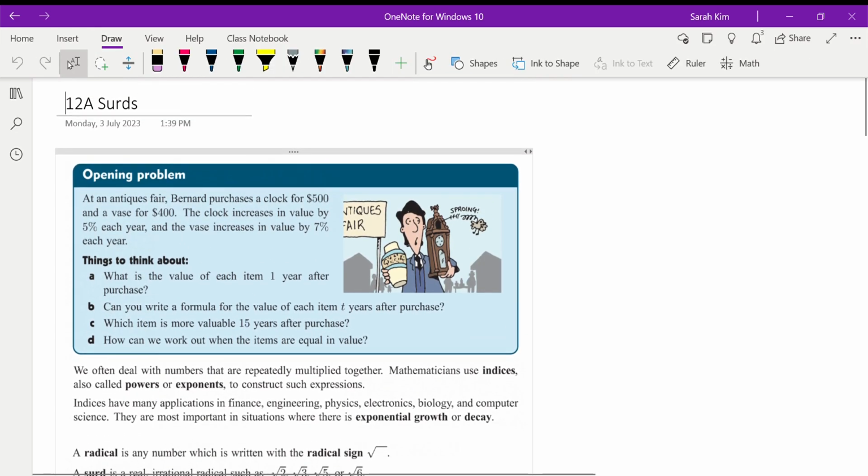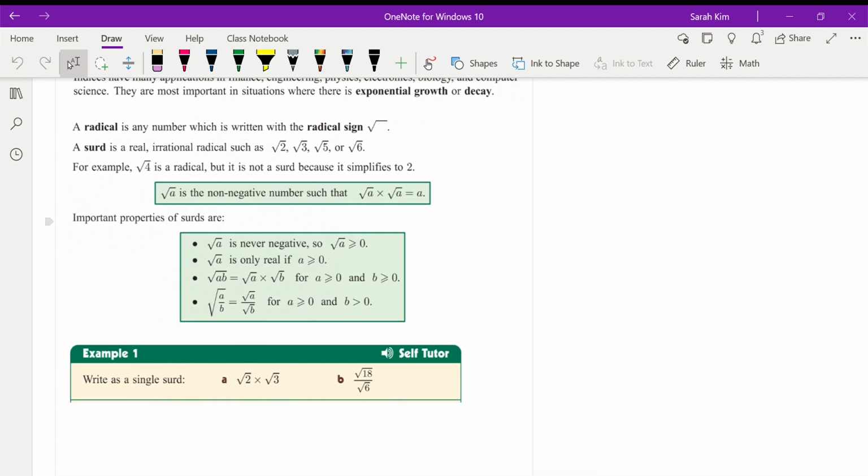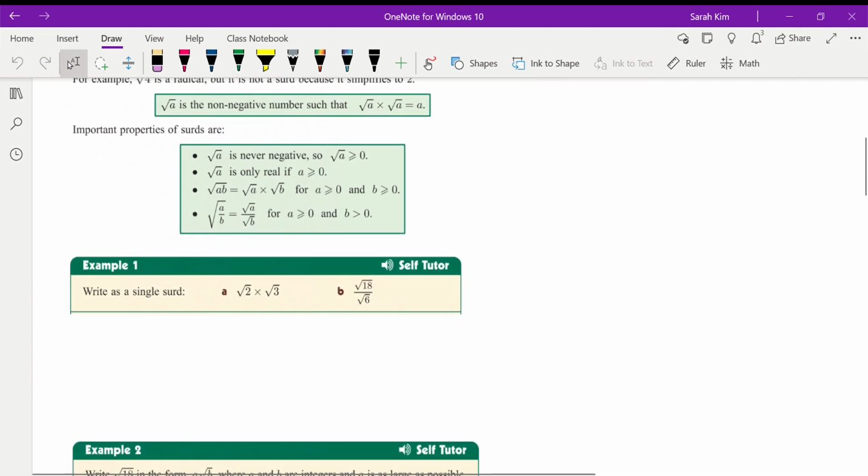So for 12A surds, we have these rules that you need to follow. So make sure you write them down in your book. But let's just start applying these rules to simplify these surds. So you've got to write them as single surds. So far we have 2 surds getting multiplied together. So what we need to do is just multiply them together using this third rule over here.